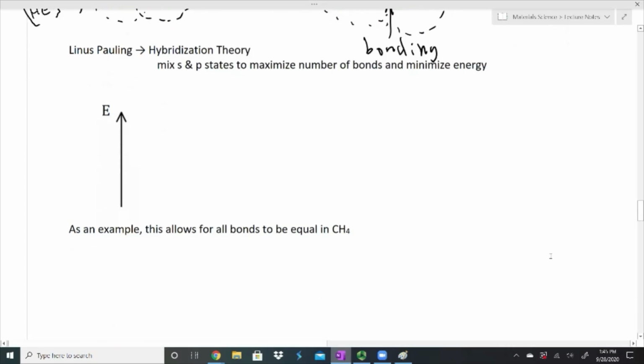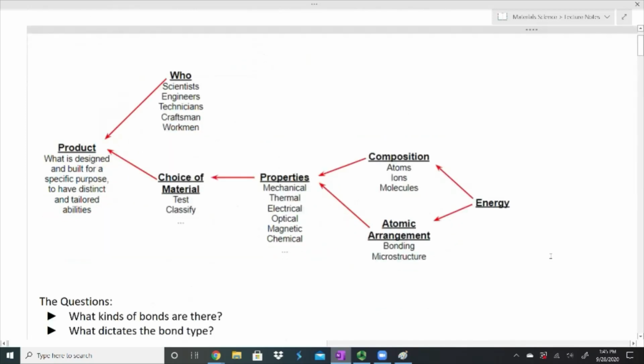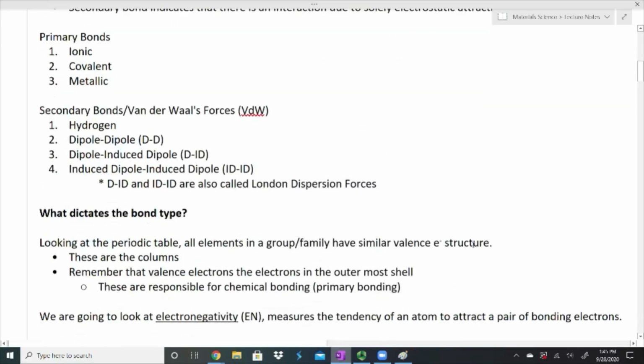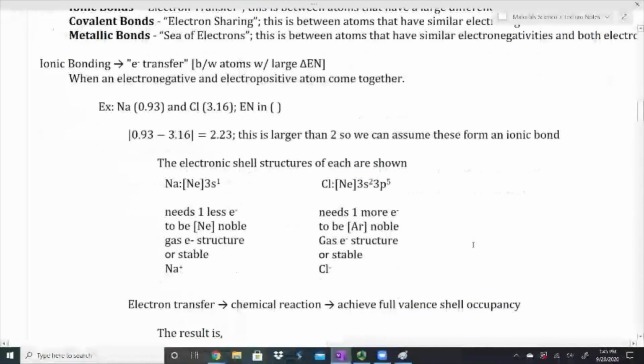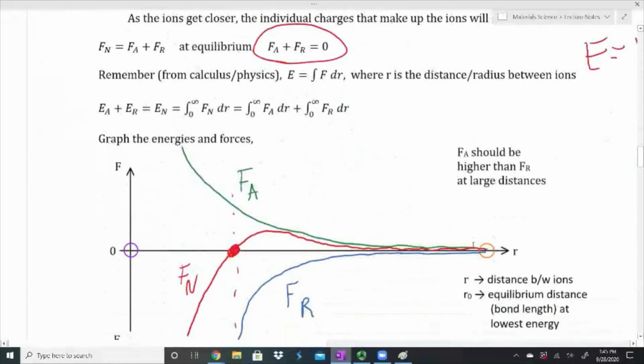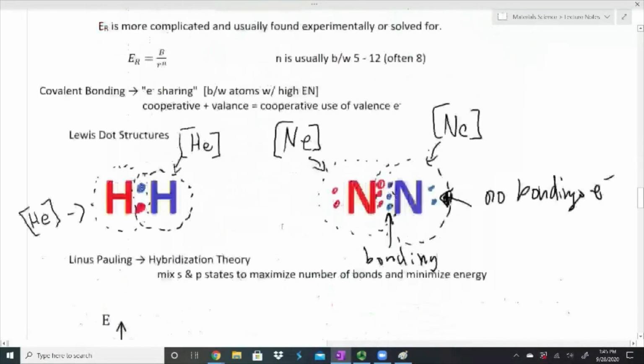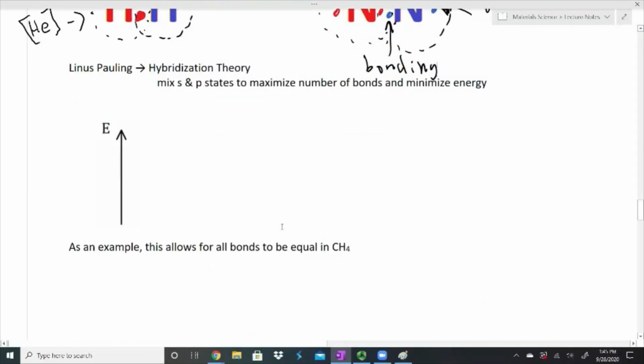All right, before we get too much further, I want to talk about hybridization theory. And what hybridization theory does is it mixes our s and our p states, or our s and our p orbitals, to maximize the number of bonds and to minimize energy. Remember, if we scroll back up to the very top, everything comes back to energy. We talked about energy when we were discussing our ionic bonds, right? We had our minimum energy here. We are talking about energy again here.